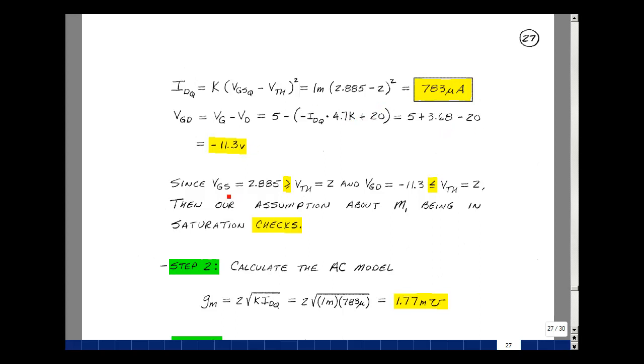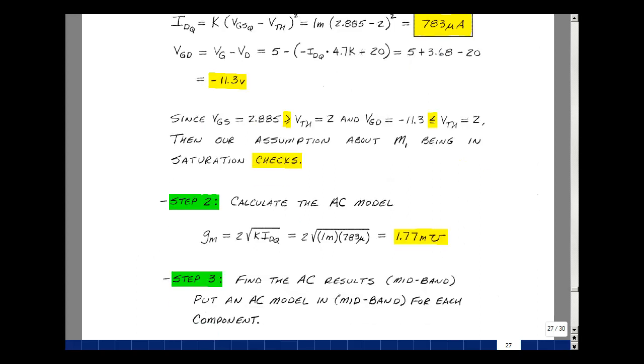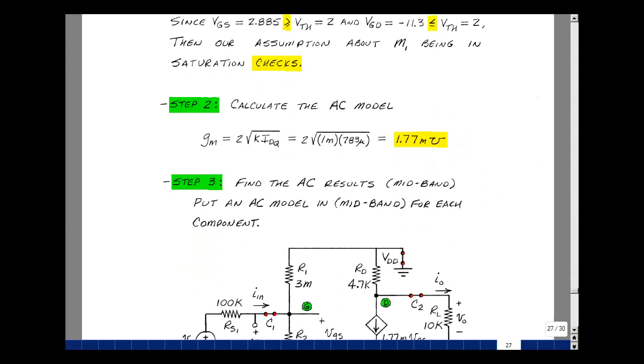The gate source voltage is equal to 2.885. That's greater than the threshold voltage of 2. And the gate to drain is a minus 11.3, which is less than 2. Therefore, our assumption checks. Next step in our algorithm is to calculate the AC parameters.